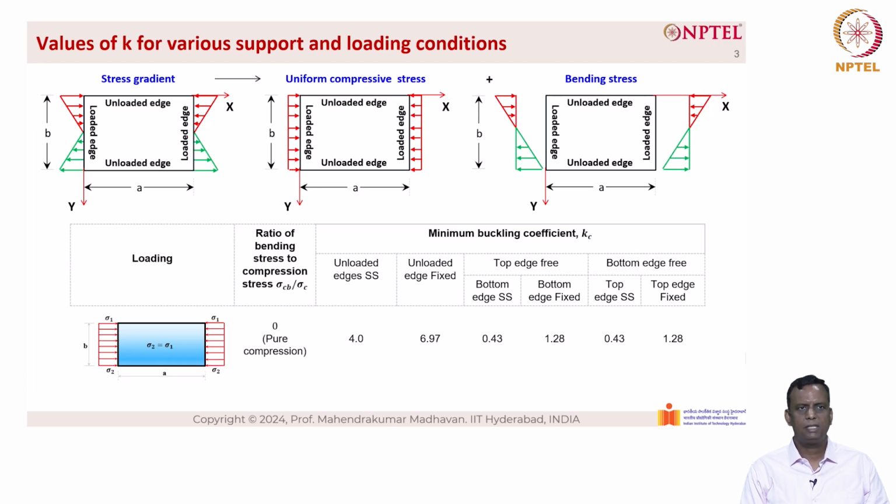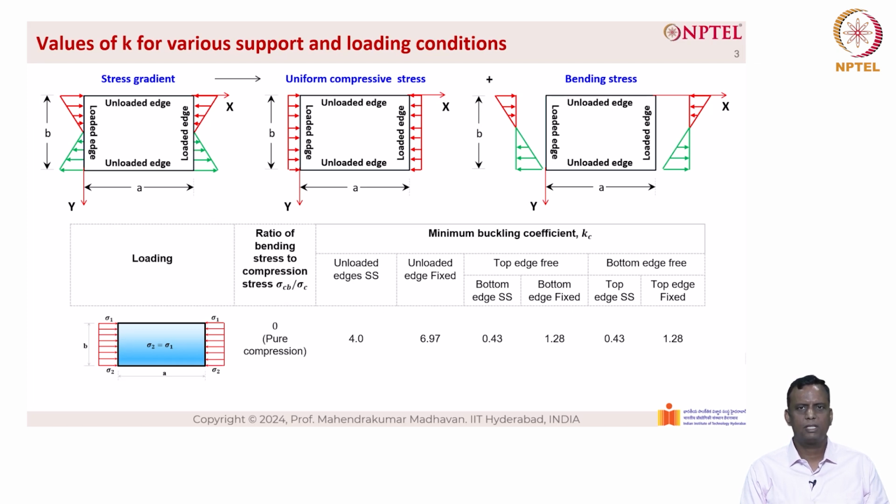So if we have to understand that in its entirety, we can explain that in the form of a table. As you can see here, the loading is given in the first column. The second column talks about the ratio of bending stress to compression stress, which is sigma CB divided by sigma sub C, and the minimum buckling coefficient K sub C is given, which depends upon the loading conditions.